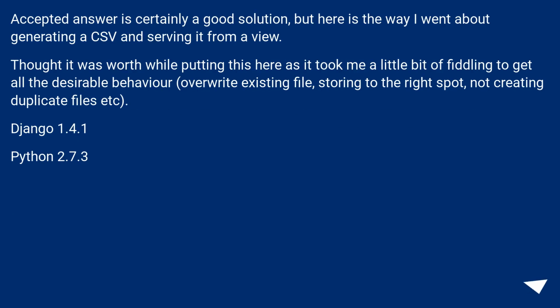The accepted answer is certainly a good solution, but here is the way I went about generating a CSV and serving it from a view. Thought it was worthwhile putting this here as it took me a little bit of fiddling to get all the desirable behavior: overwrite existing file, storing to the right spot, not creating duplicate files etc. Django 1.4.1, Python 2.7.3.